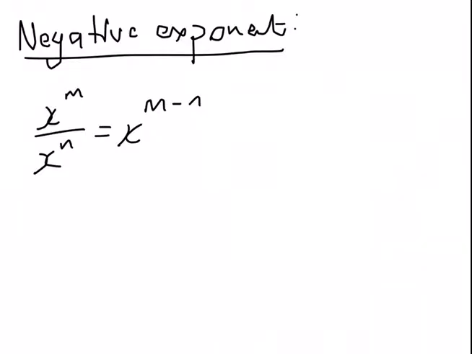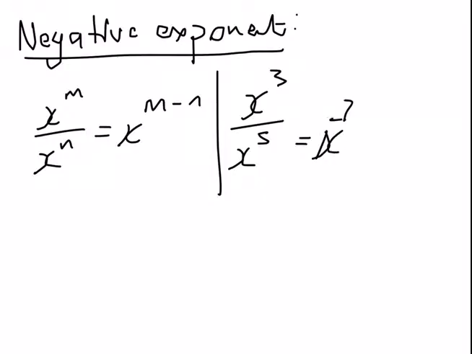But in a situation where you are given, let's say, x to the exponent of 3 over x to the exponent of 5, if we work it out the same way we have done that one, we end up having x to the exponent of negative 2.